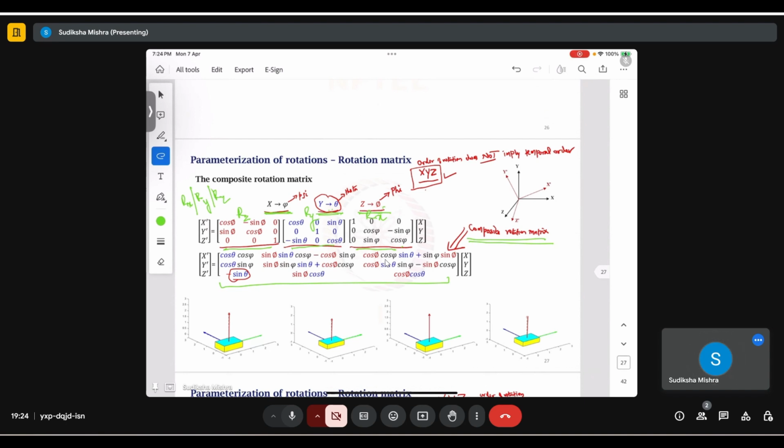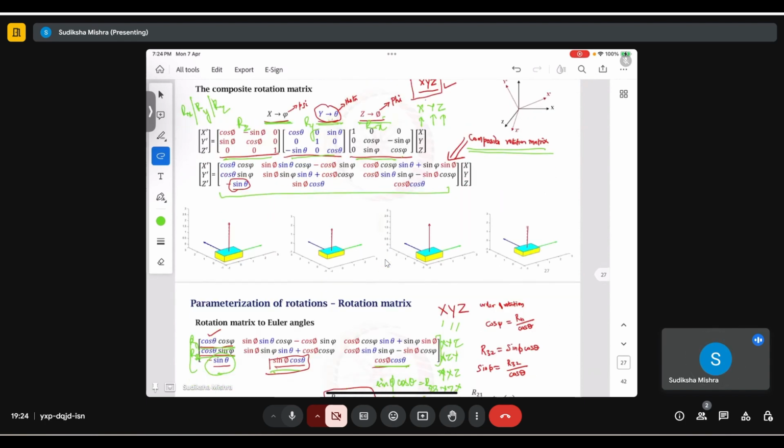Furthermore, here we are assuming the rotation is first along x, then y, then z. It might be the other way around. And the sequence matters not in the rotation matrix but in Euler angles. We'll come to that.